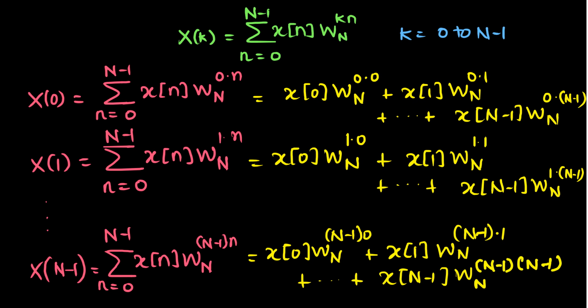Similarly, X of 1 can be represented by substituting k equal to 1 in this expression. So we get summation n running from 0 to N minus 1 x of n W_N to the power 1 into n, and if we expand it, we get something like this, and so on. We can repeat this process till the value of k is N minus 1. So we have summation n running from 0 to N minus 1 x of n W_N to the power N minus 1 into n, and again if we expand it, we get an expression something like this.